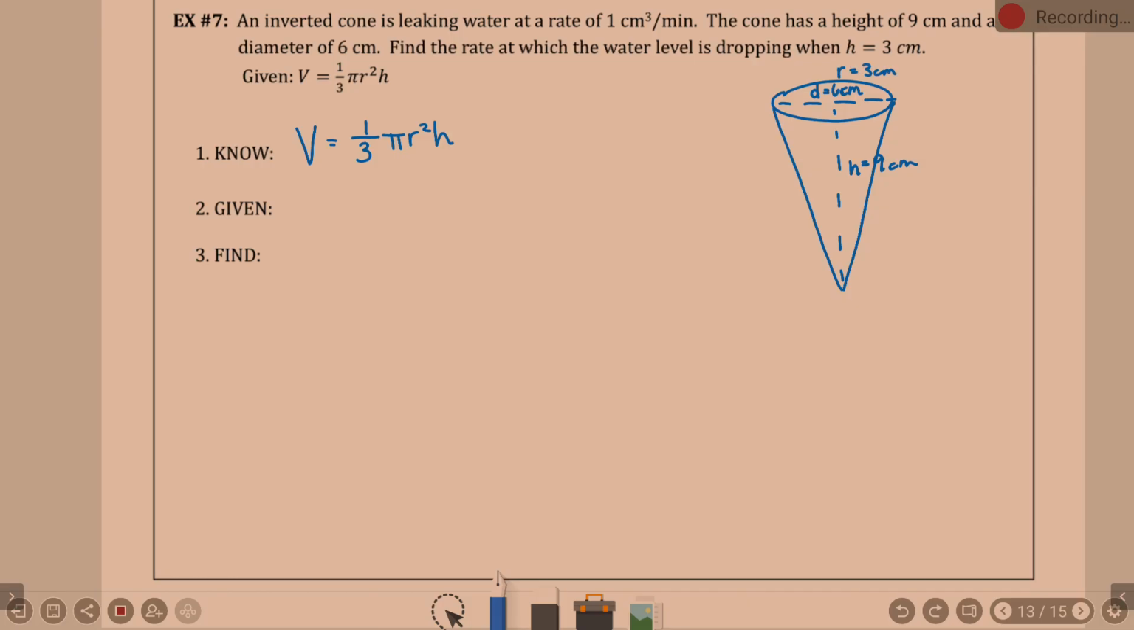What about the inverted cone is leaking water at a rate of 1 cubic centimeter per minute? What is that? The volume decreasing per minute. So that is dV dt. It's a change in volume over time. And it's leaking water, so that's going to be a negative 1 cubic centimeter per minute.